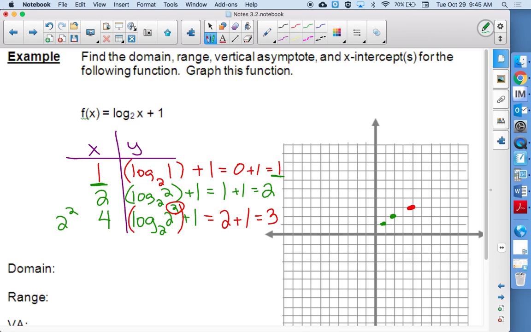And then can you pick one more value so that it would have a negative exponent? So if I wanted to have a negative exponent up here, maybe just a negative 1, what would my x value be if I chose 2 to the negative 1? 1/2. So if I had an x value of 1/2, it's really 2 to the negative 1. So log base 2 of 2 to the negative 1 means I have a negative 1 plus 1 or a 0. So my x value is 1/2, my y value is 0. So I get this curve.